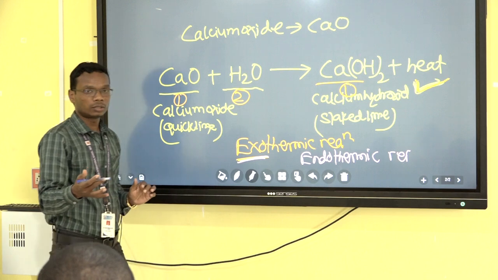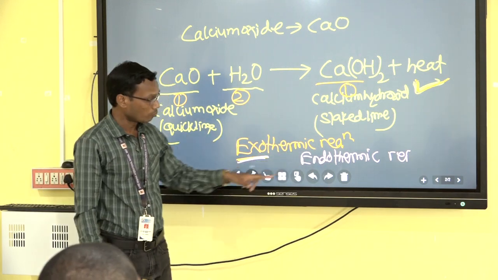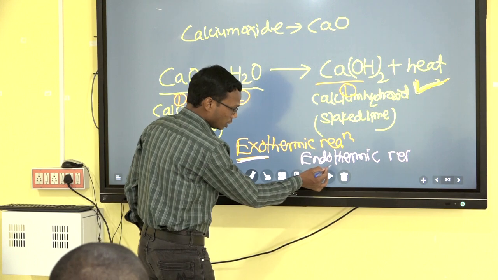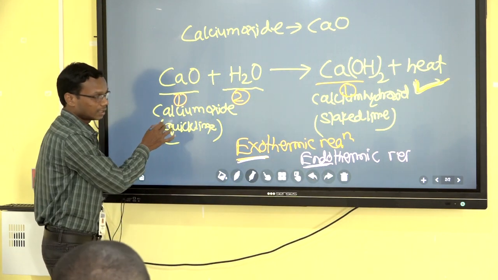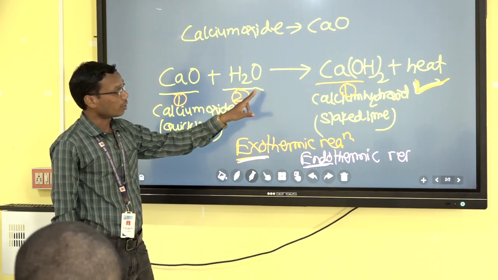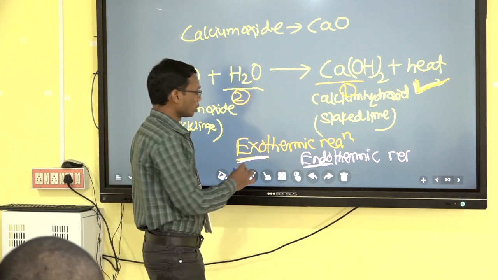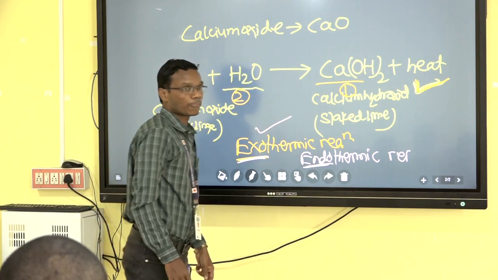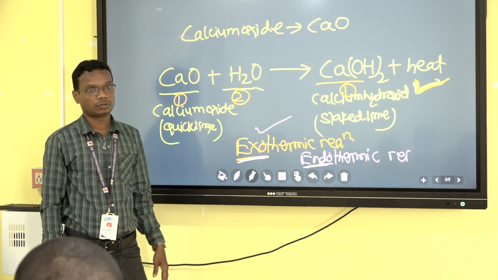Next class we will read about what an endothermic reaction is, a reaction in which heat is absorbed. Absorbed means it is on the reactant side, and that is called an endothermic reaction. So this is a combination reaction with another type of reaction called an exothermic reaction. Understand? Now this reaction is very useful.